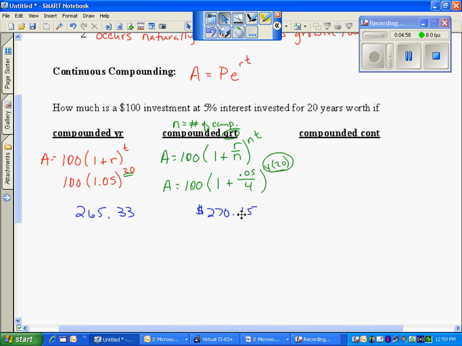Now, when I compound continuously, the formula that I was using earlier was this: A equals my investment, 1 plus r over n raised to the nt. Well, this formula merges into what we call the PERT formula when it's compounded continuously. So the amount I want to end up with here is going to be my initial investment, e, the rate, again converted to a decimal, times the amount of years, which is 20. So let's see what happens here.